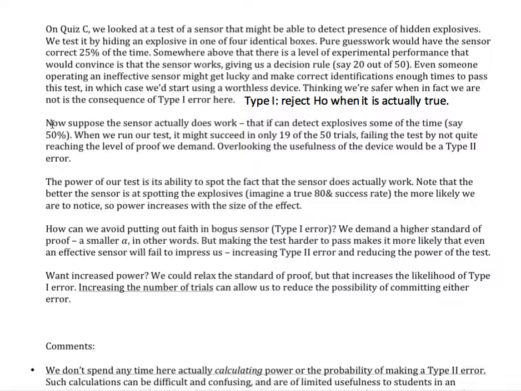Okay, so now they say, suppose the sensor actually does work, that it can detect explosives at least some of the time, maybe 50% of the time. That's pretty decent. Might not be good enough for us, but it's our first line of defense. When we run our test, it might actually succeed in only 19 out of 50 trials and end up failing our hypothesis test by not quite reaching our alpha level if we decided it was like 1%, because this is a highly sensitive situation. So in this case, we might overlook the usefulness of a device. That would be the consequence of making this type 2 error.